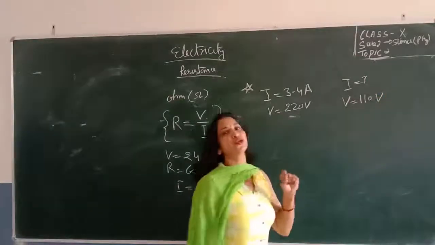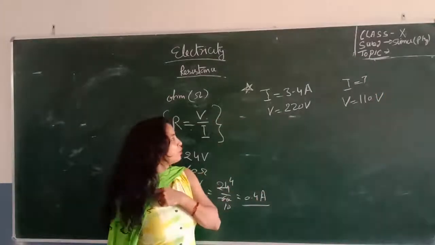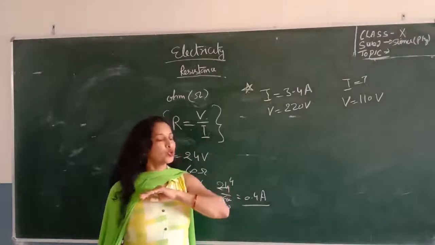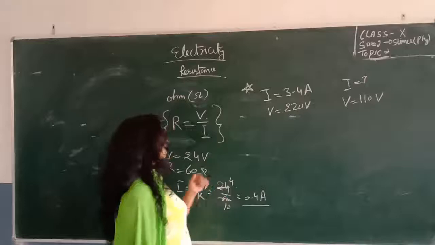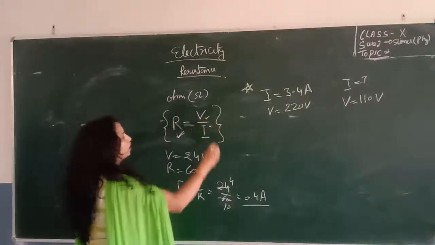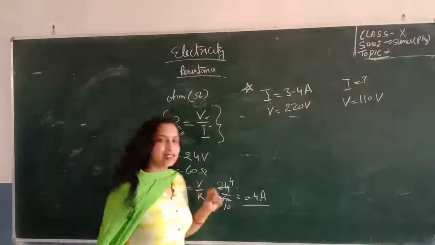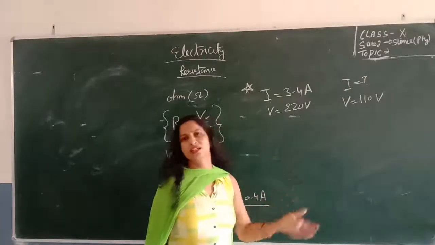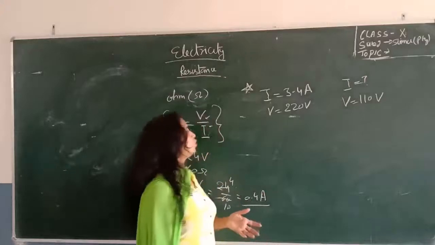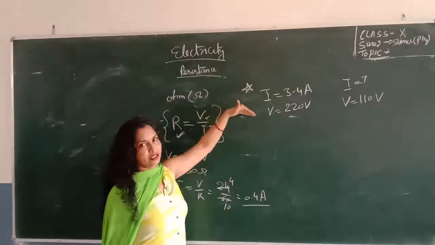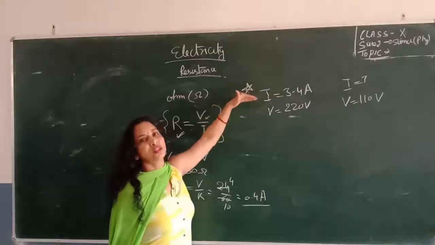So one thing you should know is that if you change the potential difference of the circuit, the resistance of the wire does not change. It means this is a property which does not depend on the I as well as on the V. The resistance of the wire does not depend on the potential difference or the current flowing through it. So if we change the potential difference in the circuit, the current will also change.